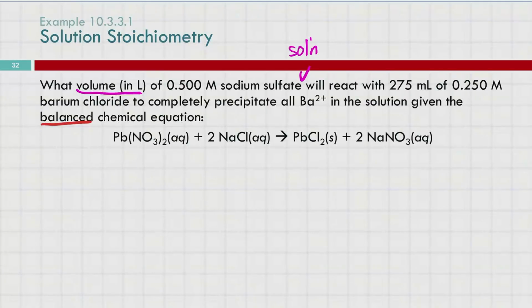What are we finding? Because there's a lot going on here, right? What are we finding? I underlined it. Volume in liters of what? What chemical? Sodium sulfate, which has the formula Na2SO4, which is, of course, not shown here.